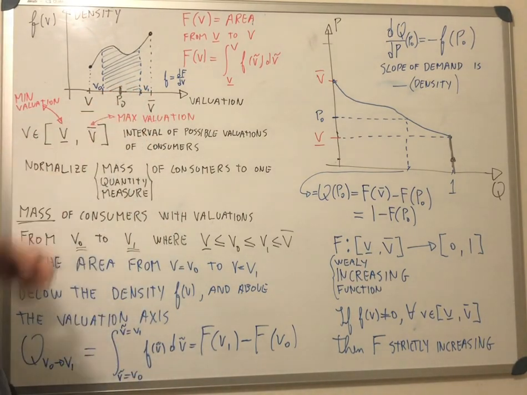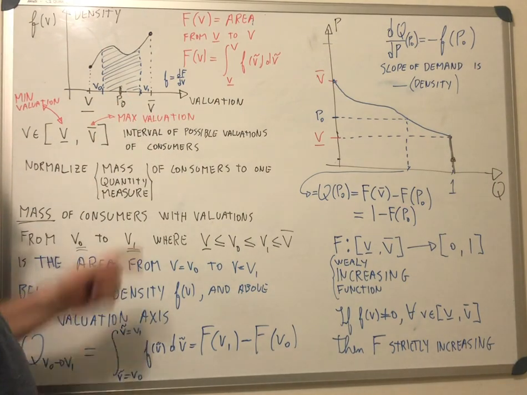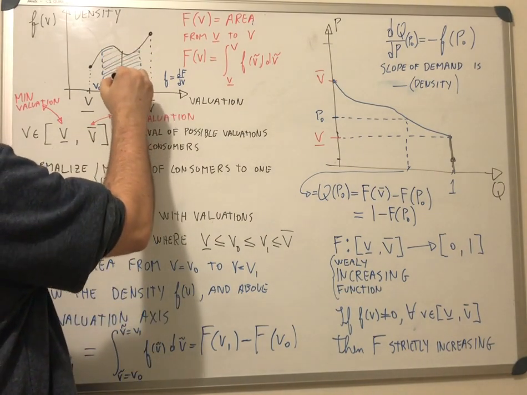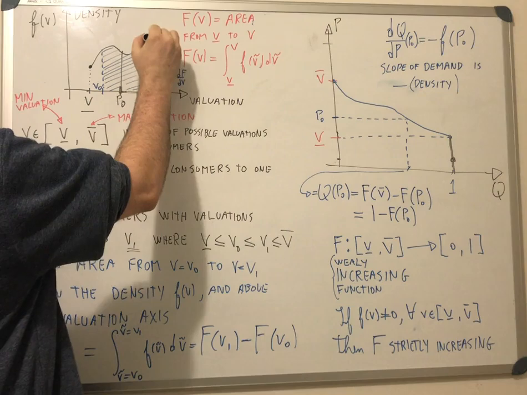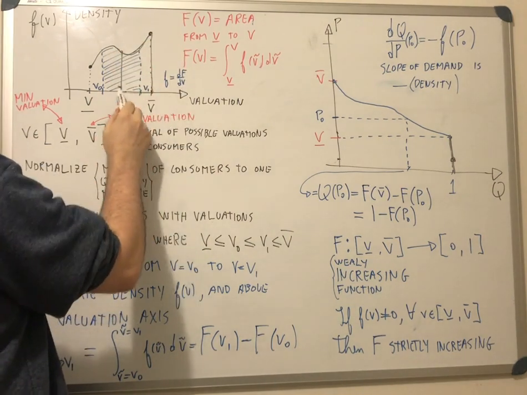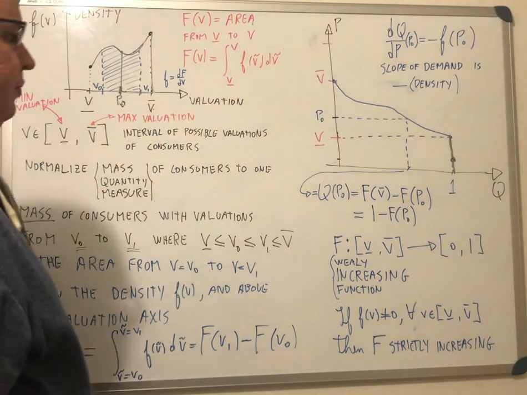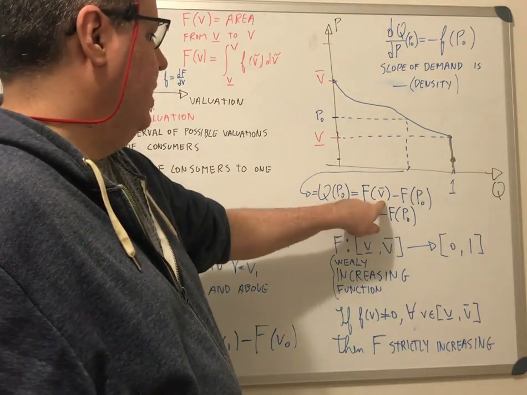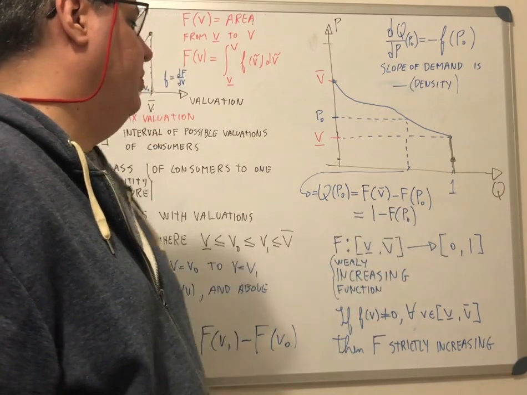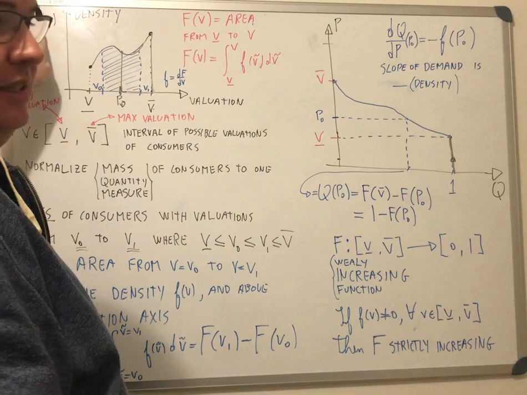What are the consumers that would be willing to pay P0 for this? Well, those with valuations equal or above P0. So consumers here. So the demand would be this area here, the area from P0 to V upper bar. So the cumulative distribution calculated at V upper bar minus the cumulative distribution calculated at P0, or the integral from P0 to V upper bar of the density.